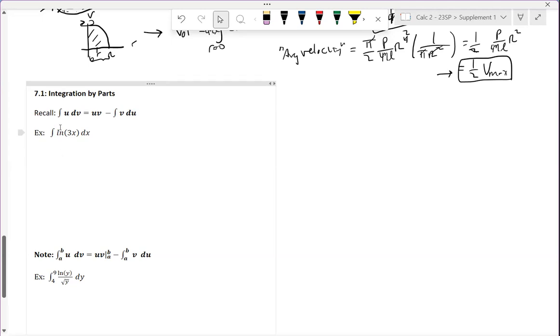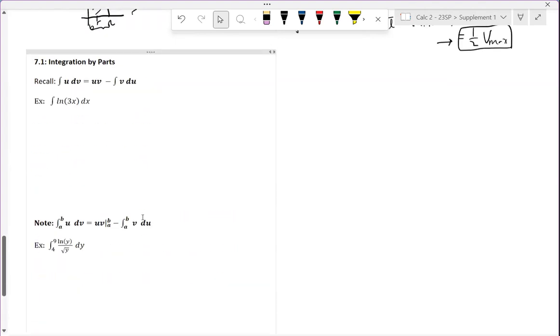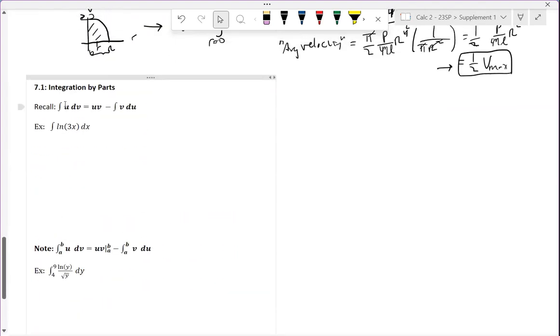Why is this a useful technique? Well, certain function types, particularly these first three, get simpler when we differentiate them. A log, inverse trig functions, and algebraic functions like power functions tend to get simpler when we differentiate them. So if I could pick something like that to be u, maybe du looks a lot simpler. And then provided that I can integrate what's left, maybe this integral on the right-hand side will be easier to do than the one on the left-hand side.